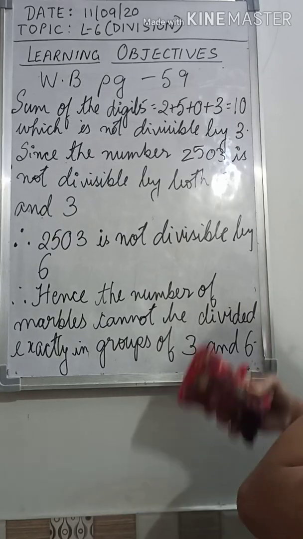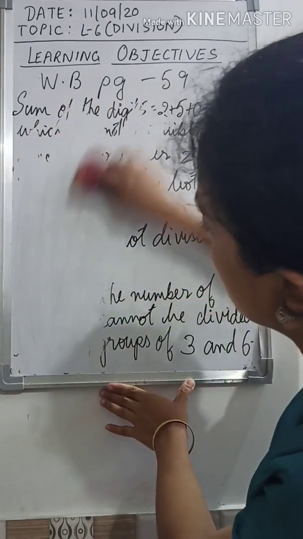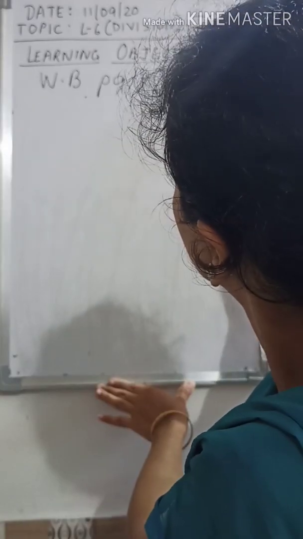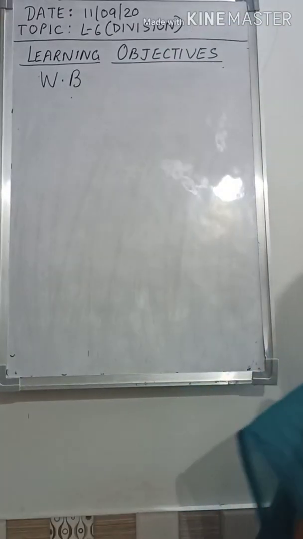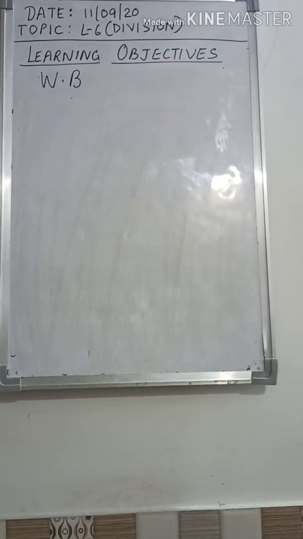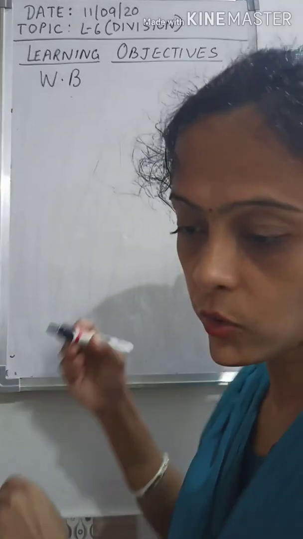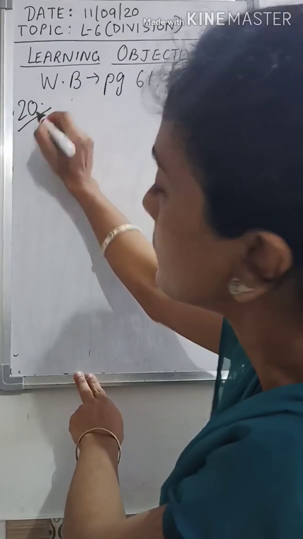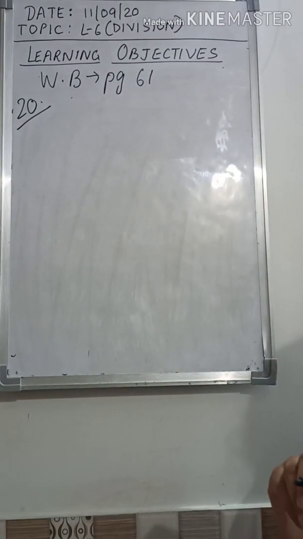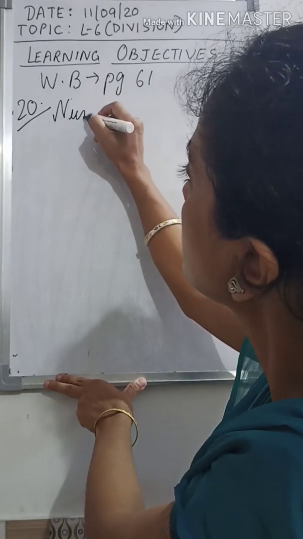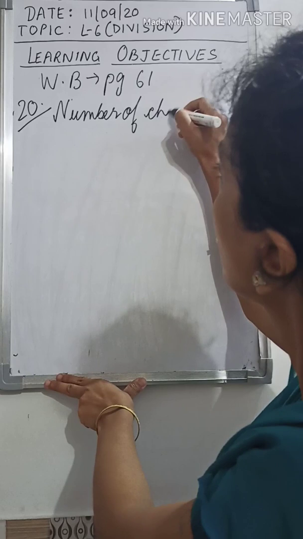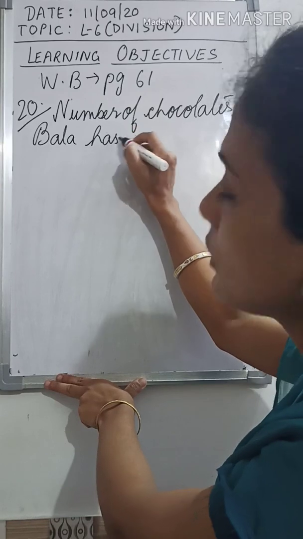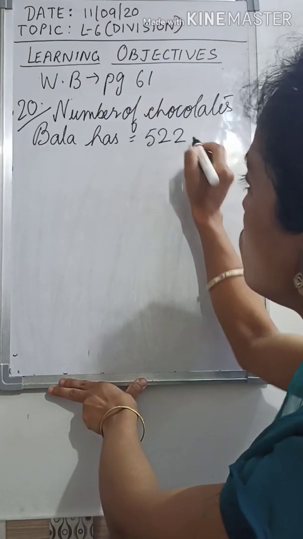So I hope you all have written it. So I am going to rub it now. Okay, so the question is on page number 61, question number 20. So what will you write? The statement: number of chocolates Bala has. So how many chocolates was Bala having? 522.